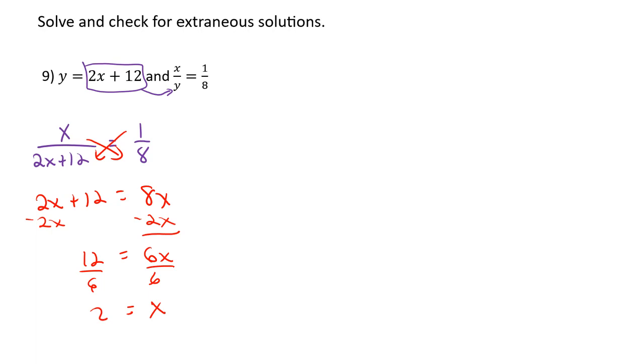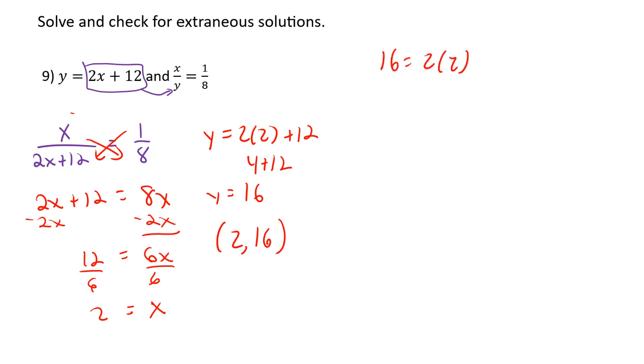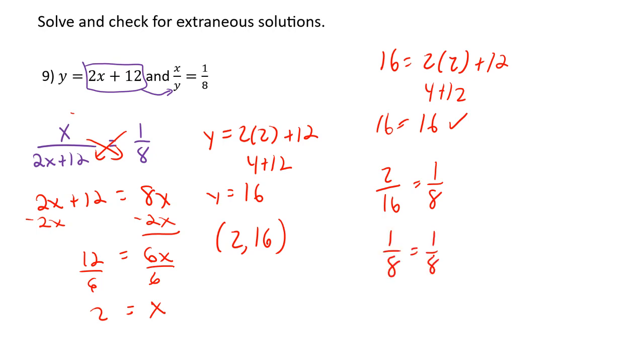Now that I know x is 2, I'm going to plug it in and get the y value. So y equals 2 times 2 plus 12. That's 4 plus 12. That's 16. So our point of intersection is (2, 16). Checking for extraneous, you can just kind of plug them in. 16 equals 2 times 2 plus 12. That's 4 plus 12. That's 16 equals 16. Makes sense. Next one, we got 2 over 16 equals 1 over 8. You can reduce 2 over 16 to 1 over 8. So that works. So this is a solution.